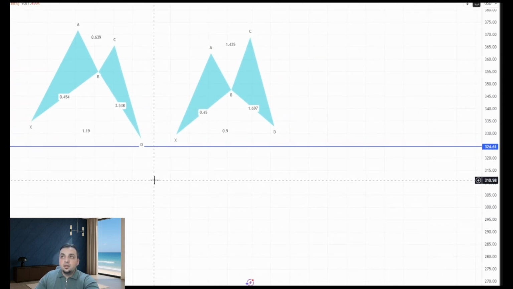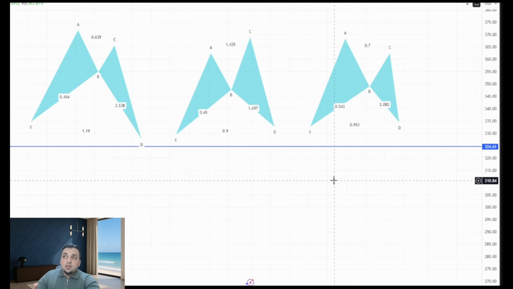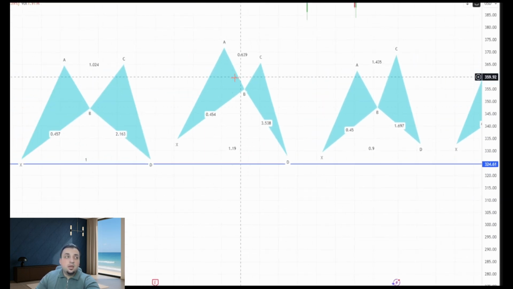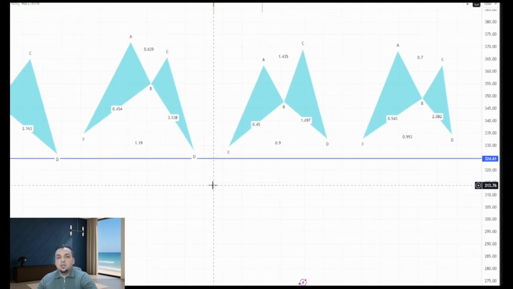Okay, and the very last pattern goes like this: X to A, A to B, B to C, and C to D. In this case, it created one lower high and one higher low. On the second pattern right here, it created a lower low and a lower high. Okay, in this last case, it created a lower high and a higher low. Okay, so those are the four patterns for bullish movement.